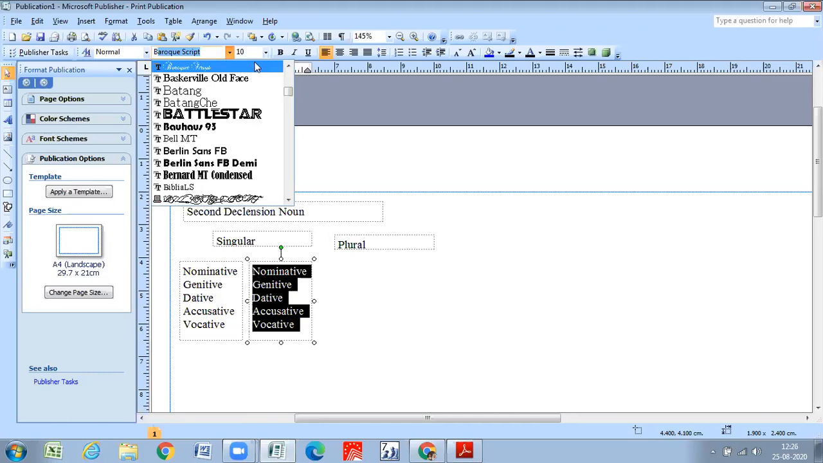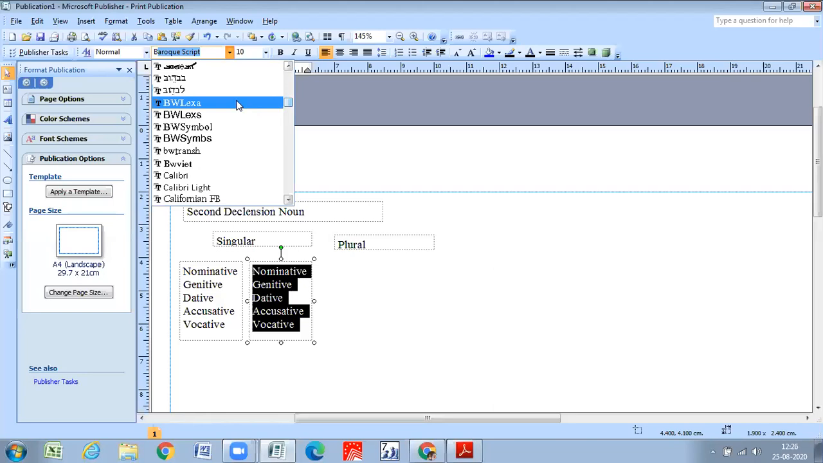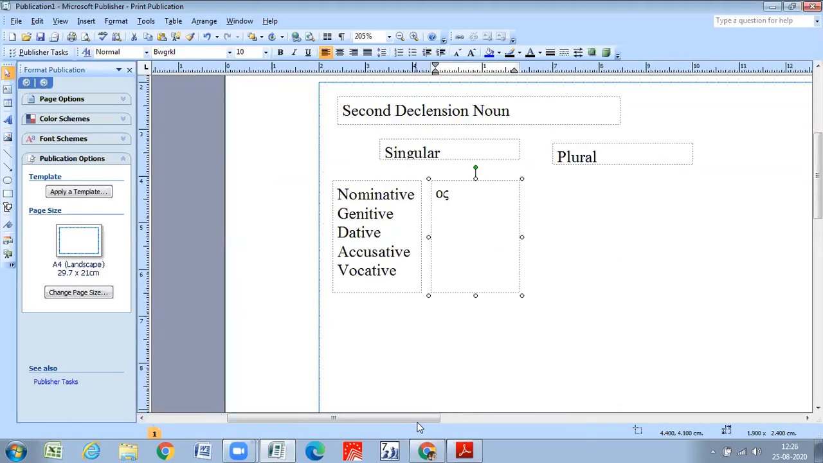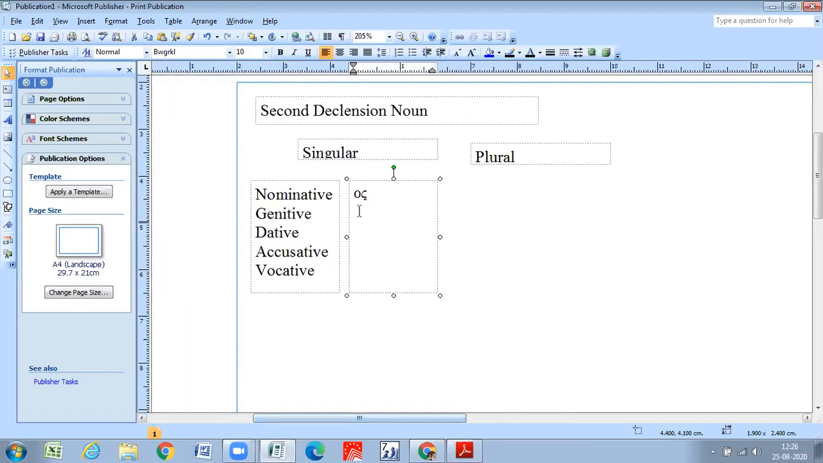Can you tell me the ending for nominative? Nominative, os. Genitive, ou. Dative, omega. Accusative, on. Vocative, e. Right? Yes. Sister Habziba, there is no E in Greek, okay?